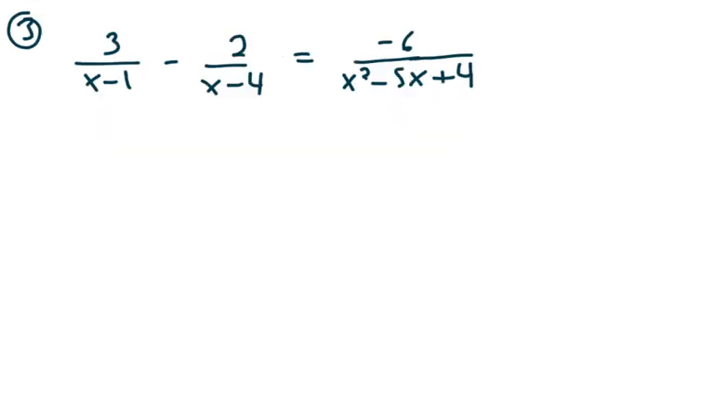All right, number 3. 3 over x minus 1 minus 2 over x minus 4 equals negative 6 over x squared minus 5x plus 4. So first thing we want to do is always to factor our denominators. So my first denominator and my middle denominator don't need to factor, but this last term can factor using factor sum. So I'm looking for two numbers that multiply to 4 that add to a negative 5.